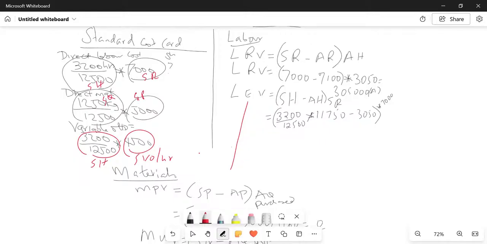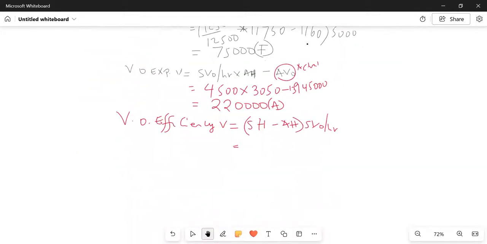So these ones are the standard hours. That's 3,200 over 12,500 times the actual production, because we remember very well, this capital SH stands for standard hours for actual production. Did you get it wrong? What did you do? SHA. So what did you take times what? The standard hours are 30,000, minus actual.